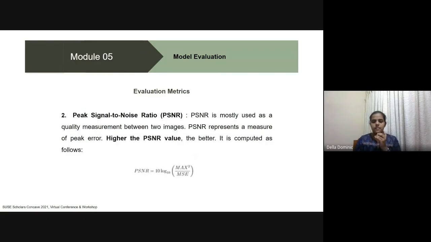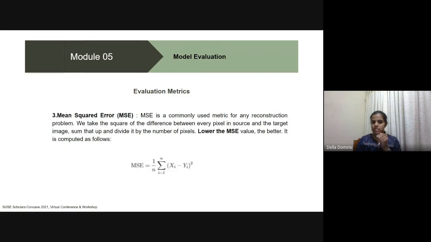The second evaluation metric used was peak signal to noise ratio. PSNR is mostly used as a quality measurement between 2 images, just like SSIM, and it represents a measure of the peak error. The higher the PSNR value, the better. So it is computed using max, that is the maximum intensity value of the image, and MSE, that is mean squared error, which is essentially the third and final evaluation metric, mean squared error.